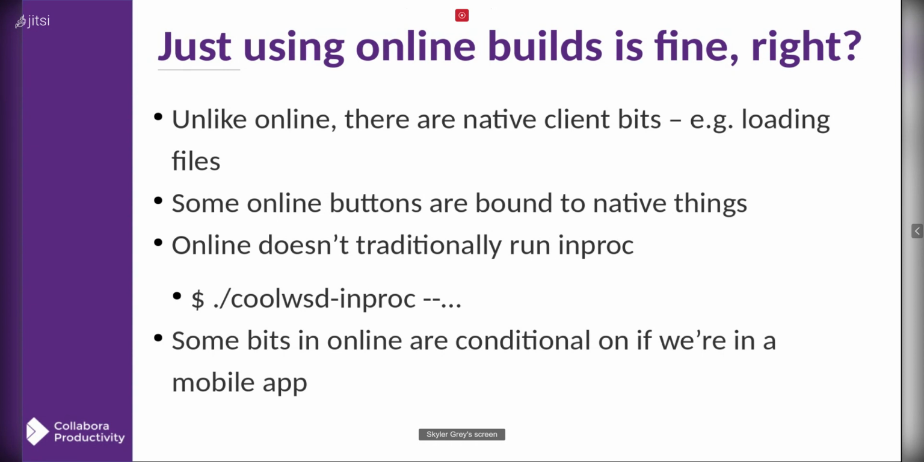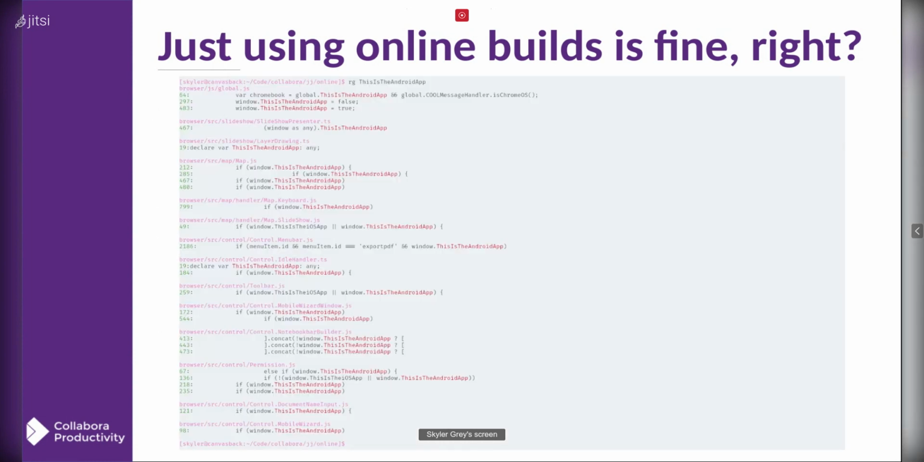And some bits online are conditional on if we're using a mobile app. So we have window.this is the Android app, window.this is the iOS app. And actually I've done a grep, and here are the instances of this is the Android app. These are all for little mobile app specific bits of code. So for example, we may want the on-screen keyboard to do something different when we're in a mobile app, because we know there's going to be one. And that can cause slight differences that can end up causing bugs.